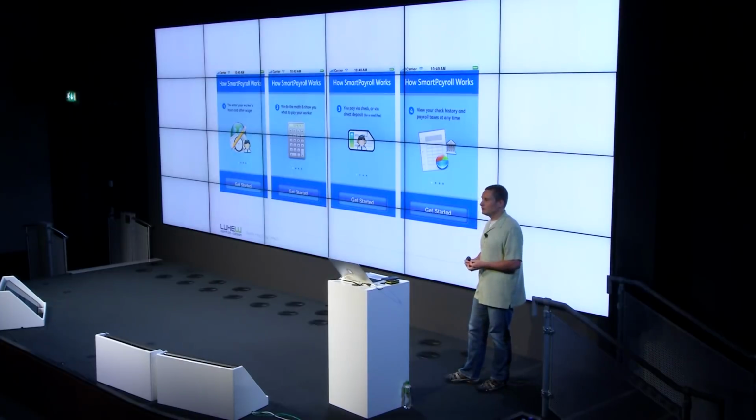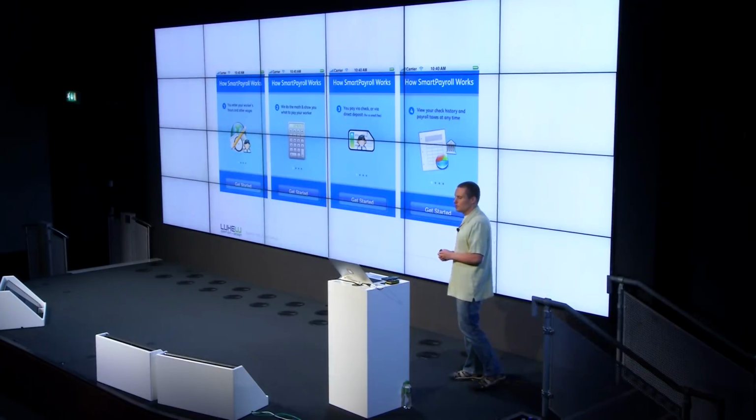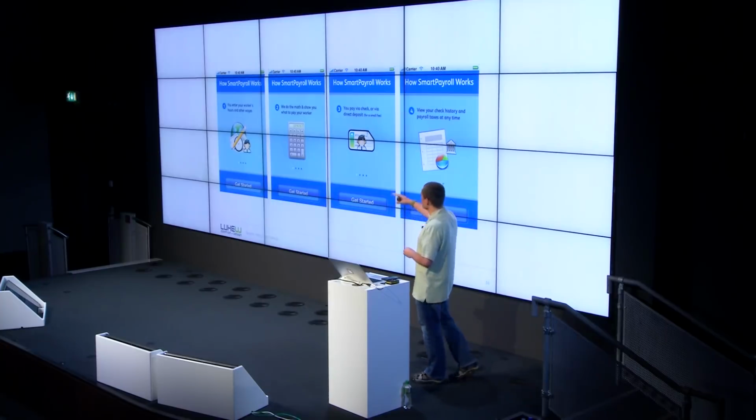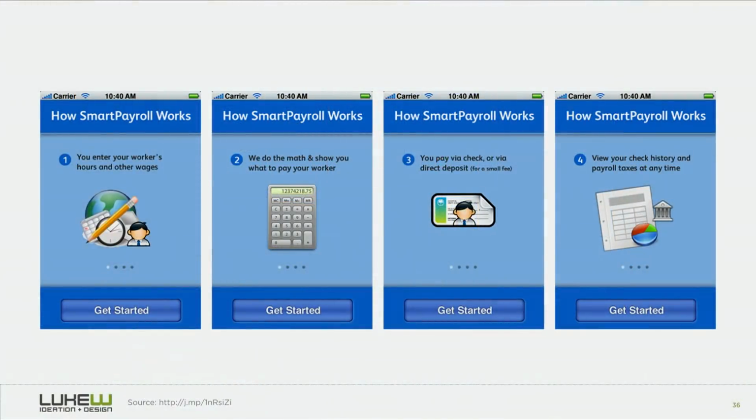And so, what's a poor mobile design team to do? Of course, the first thing they turn to is, we've got to tell them what they can do here. People are telling us they're lost, they don't know what to do, so let's tell them what they can do. So they turn to guided tours, tutorials, intro screens, and they try to explain what you can do inside of our app. How does smart payroll work? You enter these workers' hours and wages. We'll do the math. You pay. It explains all this stuff first.